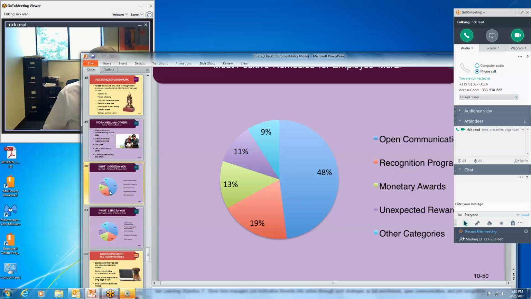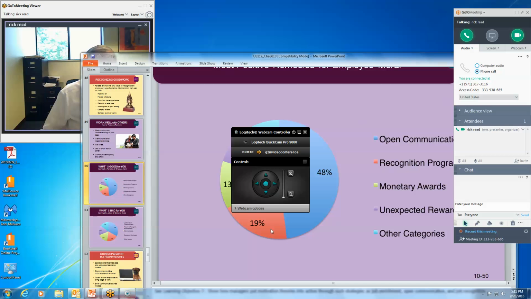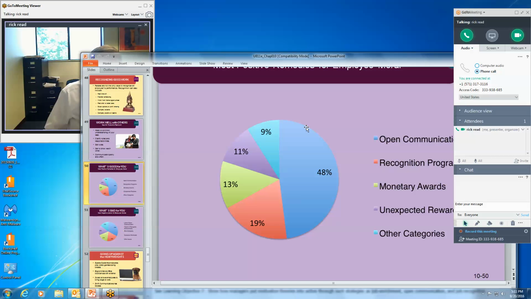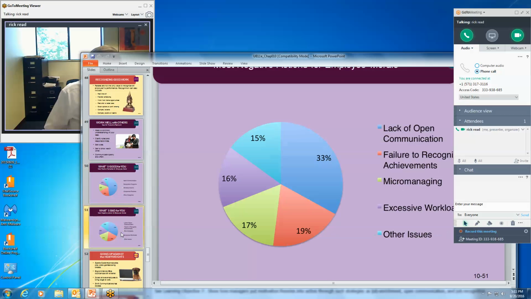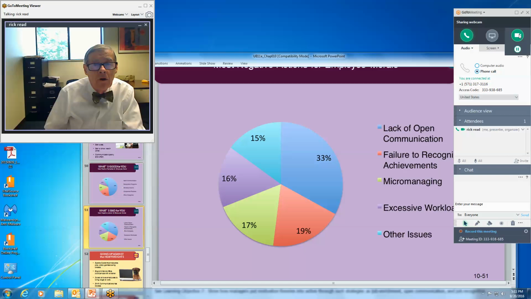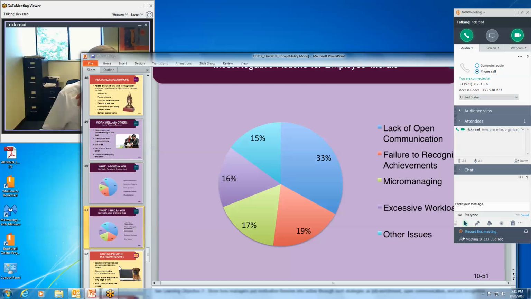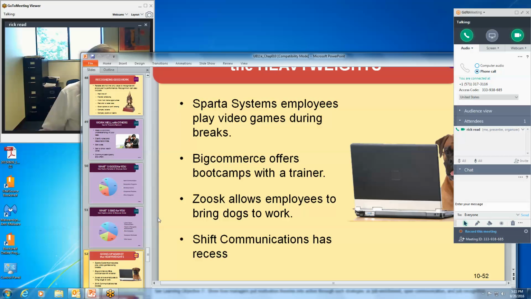This particular slide just said things that are good for you, open to what employees believe are good for them: open communication, recognition, etc. And what's not good for you: lack of open communication, failure to recognize achievements, micromanagement, etc. We're going to pass that one.